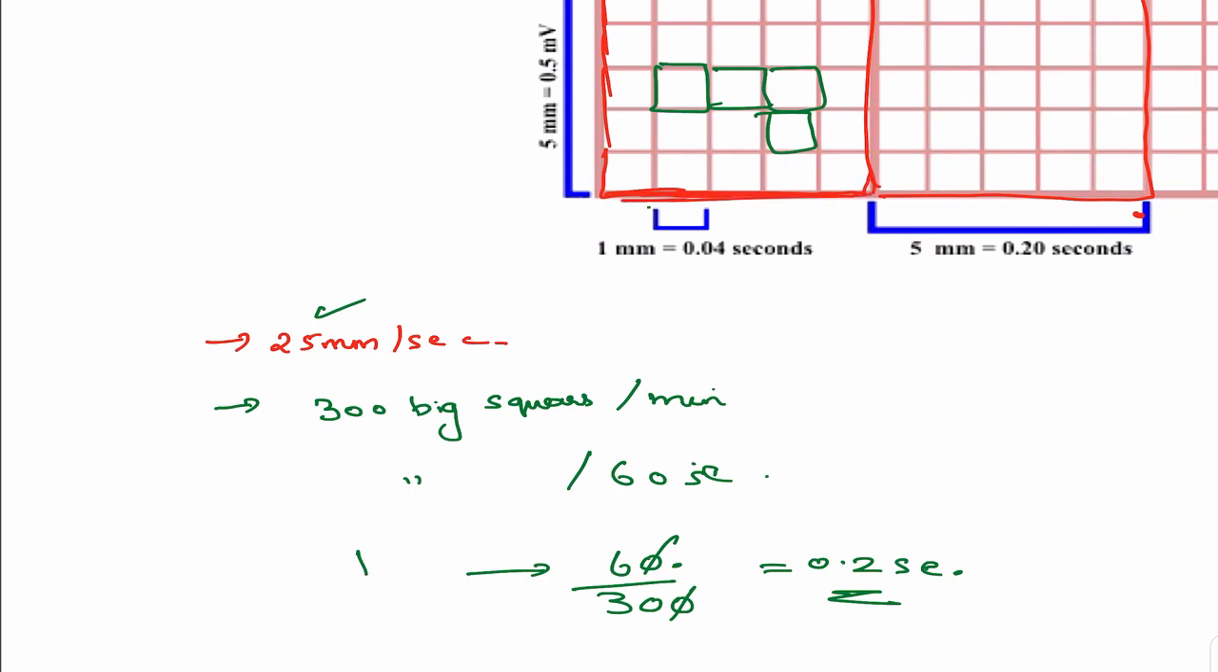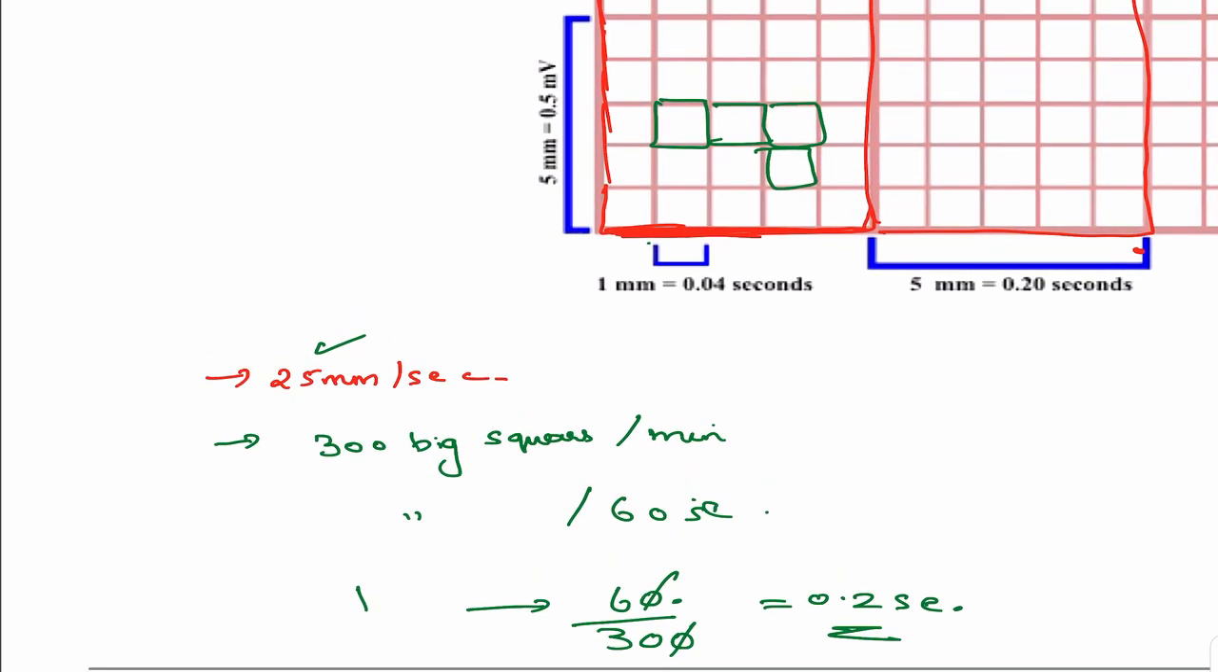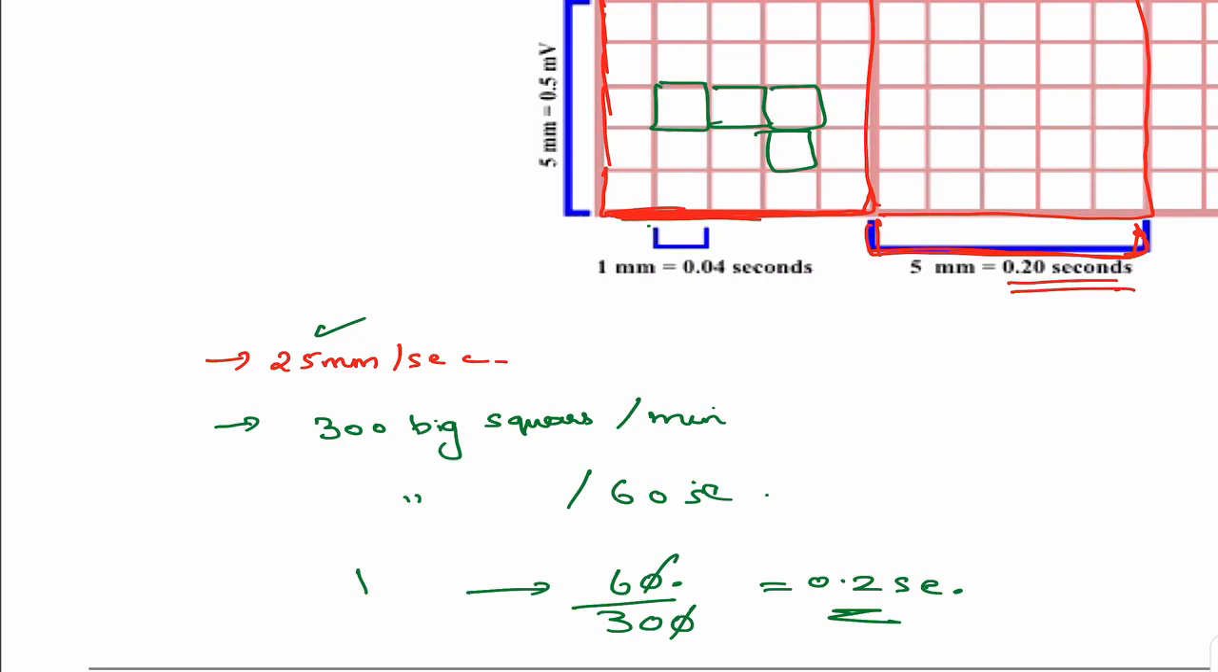This one big square, this region, is covered in 0.2 seconds. Okay, this is what they're telling us. And in the same way, if we calculate further, because one big square is 5 small squares. Just take this: one big square is 5 small squares. Don't take it in 3 dimensions, it is just the ECG paper moving in one direction. So it's 5 small squares.